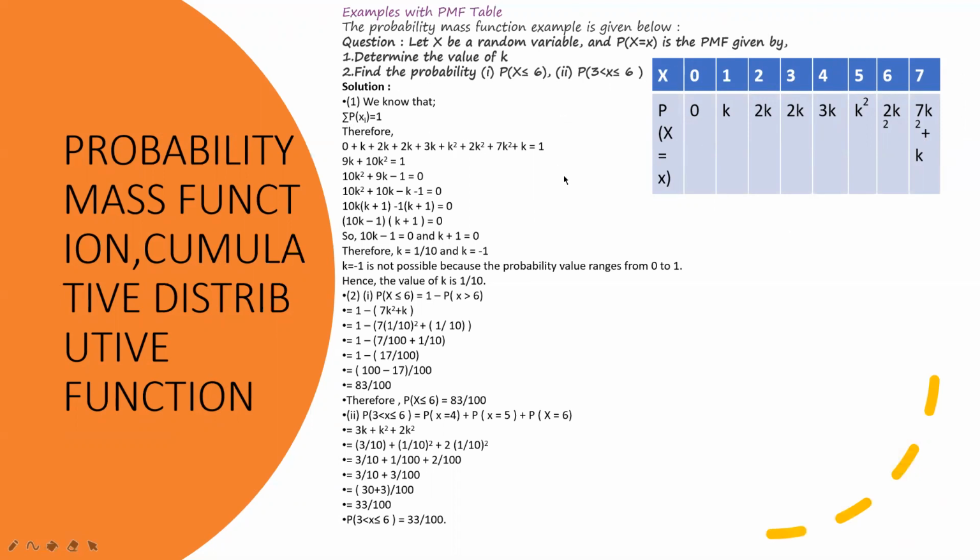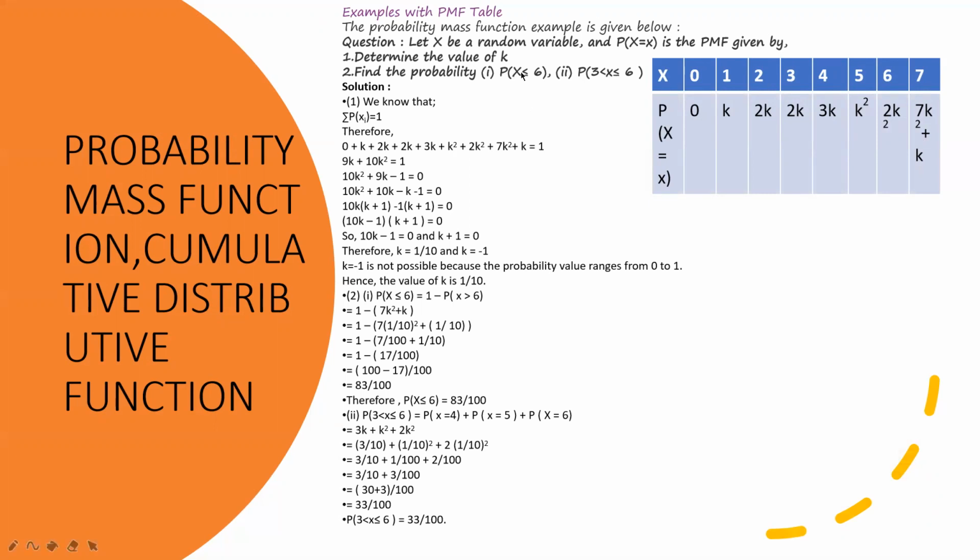We know that the sum of p(x) equals 1. Therefore 0 plus k plus 2k plus 2k plus 3k plus k square plus 2k square plus 7k square plus k equals 1. Now by solving this we get two values: k equals 1 by 10 and k equals minus 1. K equals minus 1 is not possible because the probability value ranges from 0 to 1. Hence the value of k is 1 by 10.